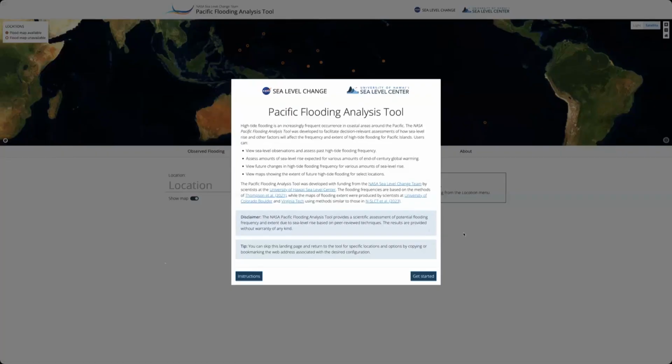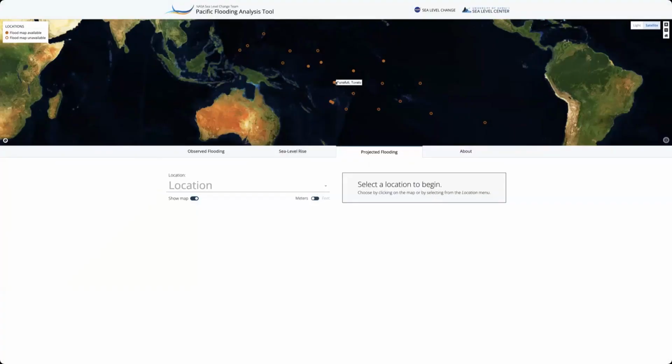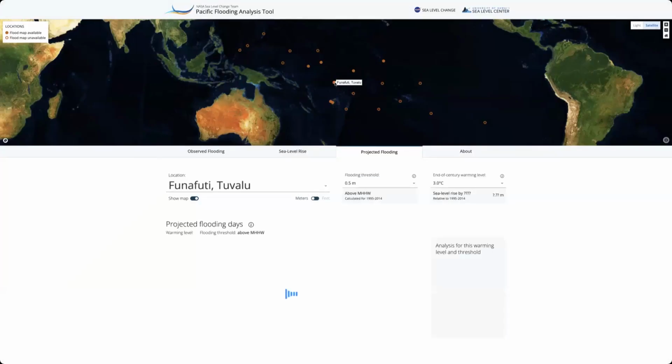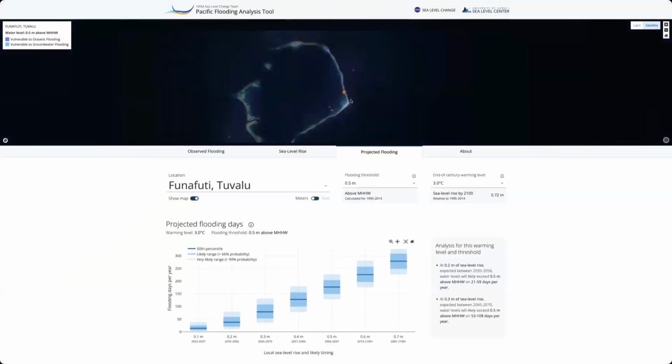This is the landing page you'll see when you first arrive. It may take a second to load, just be patient. But I'm just going to click Get Started. And then I'm going to select Tuvalu for my location. So here it is over here in the Western Pacific. And it will automatically zoom in, and you can zoom in, zoom out.